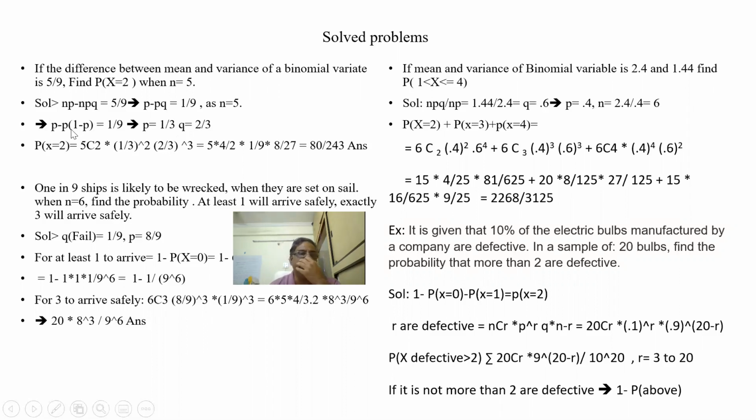P minus P plus P square. So P square is 1 by 9, P is 1 by 3. It cannot be plus or minus 1 by 3, because probability cannot be minus. Probability can only be plus. So this is the probability.